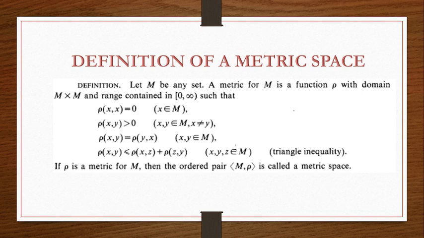The third axiom is the distance between x and y is the same as the distance between y and x for every x and y in the given set M. The last one is the triangle inequality. The distance between x and y is always less than or equal to the distance from x to z plus the distance from z to y, for every point x, y, z in M. Then the distance function rho is a metric for M. Hence the ordered pair M along with the metric rho is called a metric space.